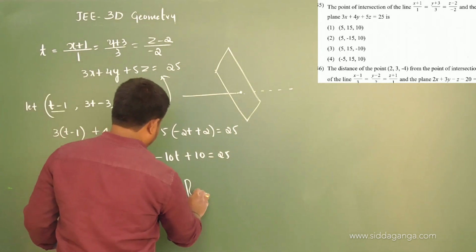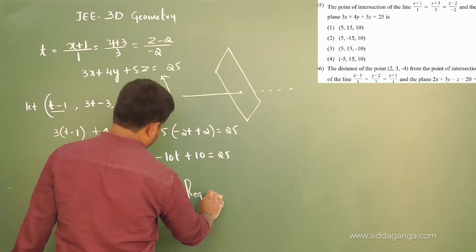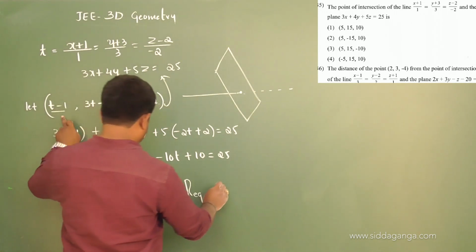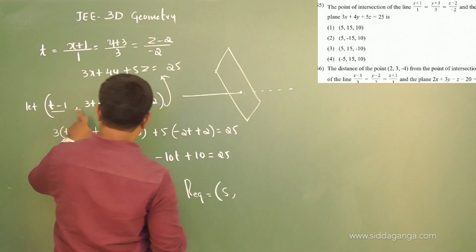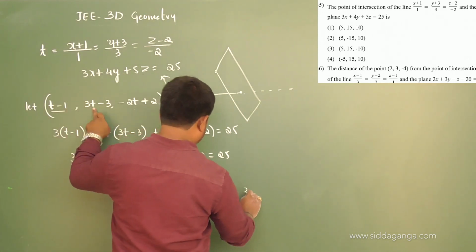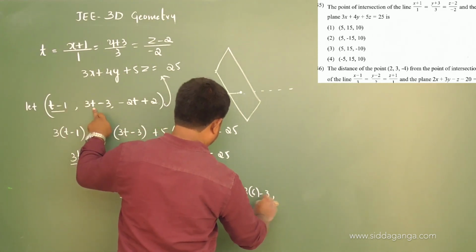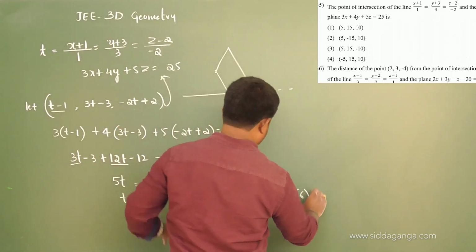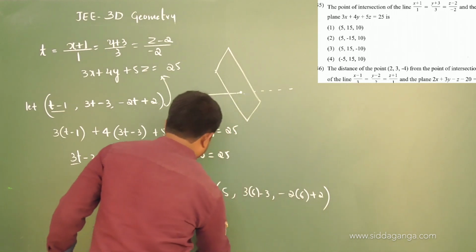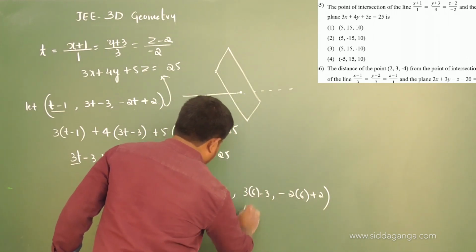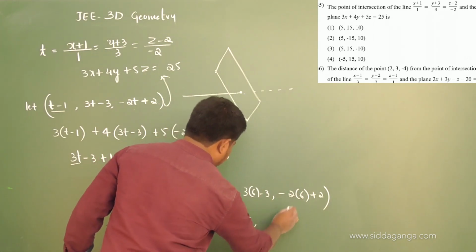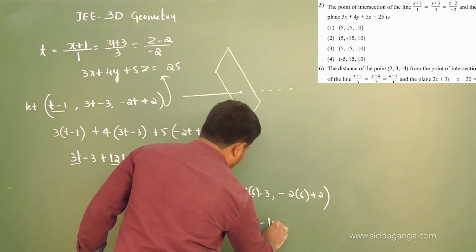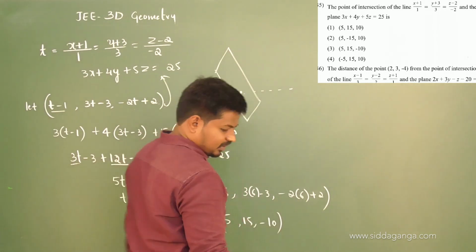So the required point of intersection is t minus 1, 6 minus 1, that is 5; 3t minus 3, so 3 into 6 minus 3; and minus 2 into 6 plus 2. So you get 5, 15, minus 12 minus 10, I think. So 5, 15, minus 10.